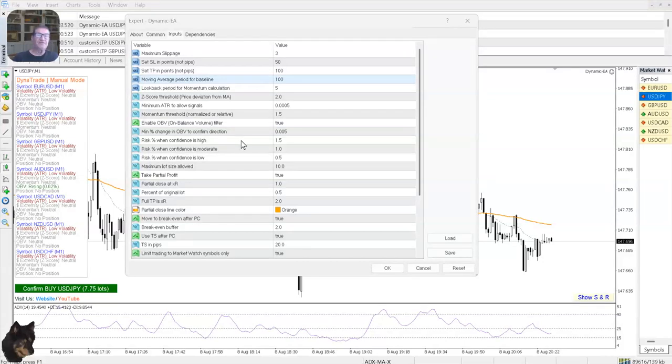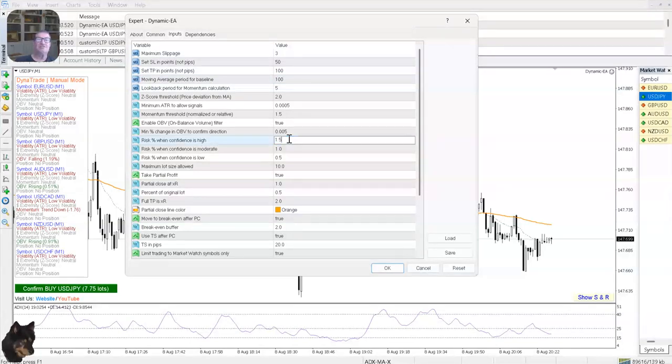Risk percentage. This is where the rubber meets the road, so to speak. This is your entire risk management position right here. I'm not going to spend a lot of time on this, but here's the nutshell of it. Risk percentage when confidence is high. This is what the formula of the dynamic EA will incorporate when markets are going strong, so you have a much higher lot size. This is when confidence is moderate. This is when confidence is low.